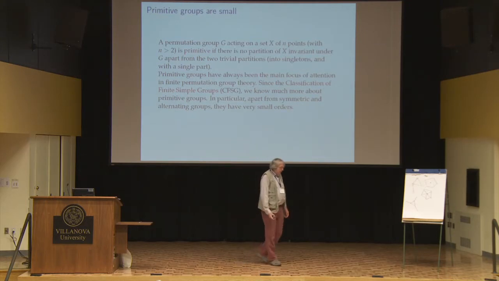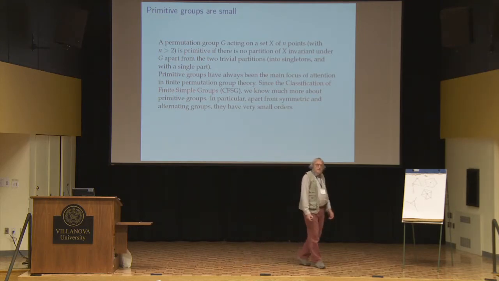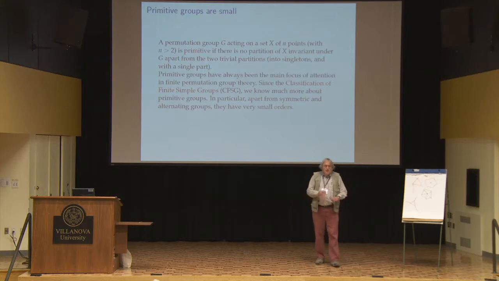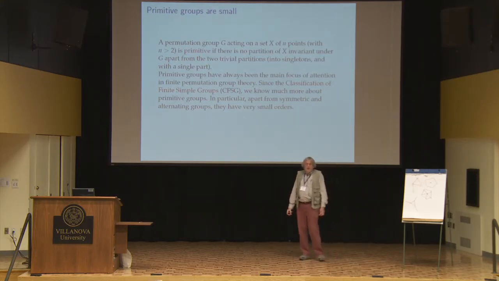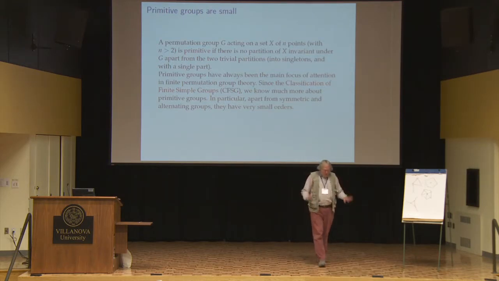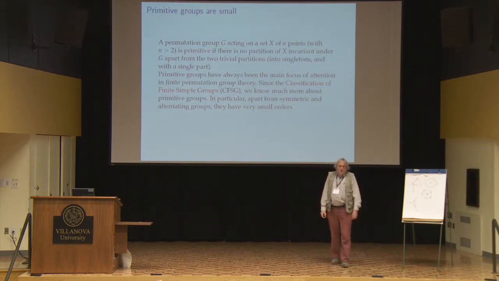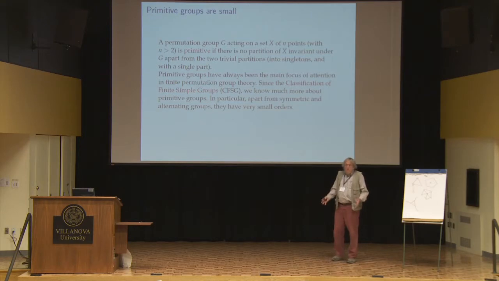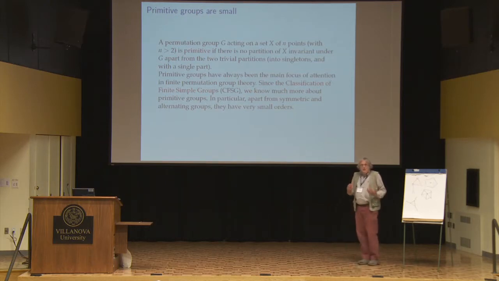And there are bounds of about n to the power square root n. And if you're prepared to say, well, let's allow a few exceptions, you can get it down to n to the power log n. If you're prepared to allow a few more exceptions, you can get it down to n to the log log n. And if you are really only interested in almost simple groups, you can get it down to n to the constant. So primitive groups are tiny.